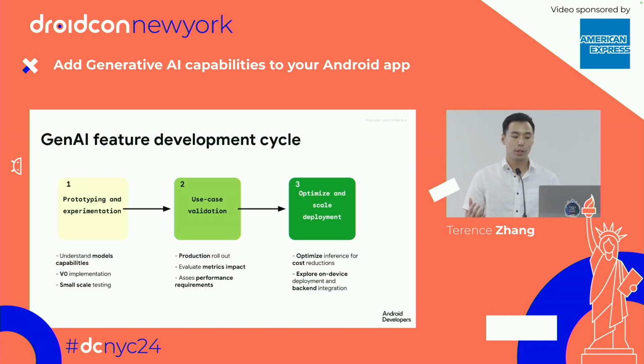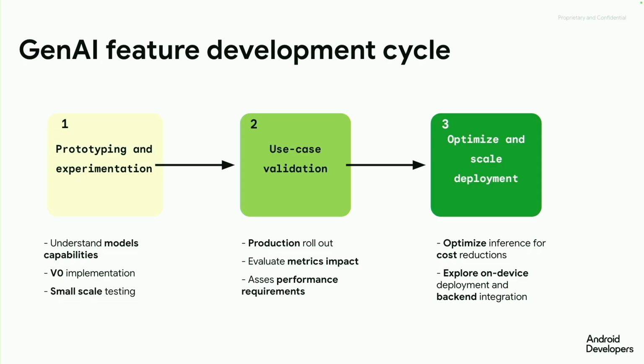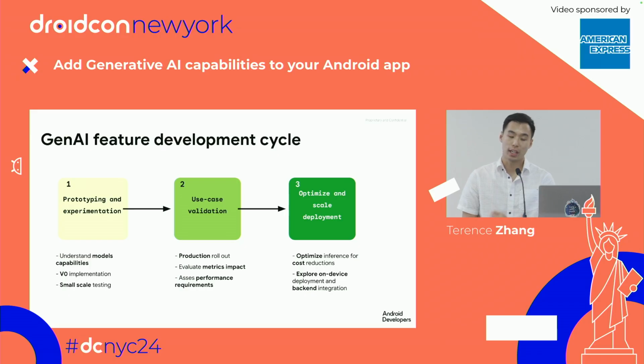So this is what we think on Android a Gen AI feature development cycle looks like. So in the beginning, we want to start with prototyping and experimentation. Gen AI is a little bit different than most technologies we're used to in that it's non-deterministic. So if you pass in the same input, the output might not be the same. So we think experimentation is very important here, just to understand the model and see if it'll work well for your particular use case. And in this first group here, also small scale testing.